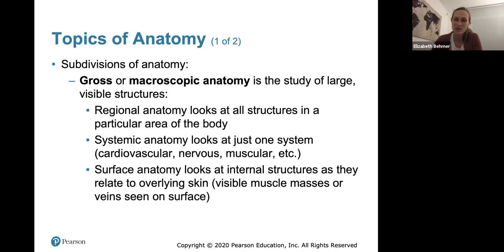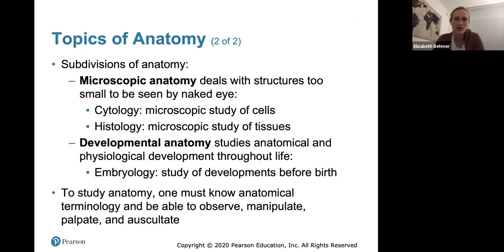And then surface anatomy looks at internal structures as they relate to overlying skin. So these are visible muscle masses or veins seen on the surface, and then you know what could be lying below them. An example of this is your Adam's apple. In males, it's a lot more prominent due to testosterone, but what you're touching is your thyroid cartilage. So that's looking at surface anatomy.